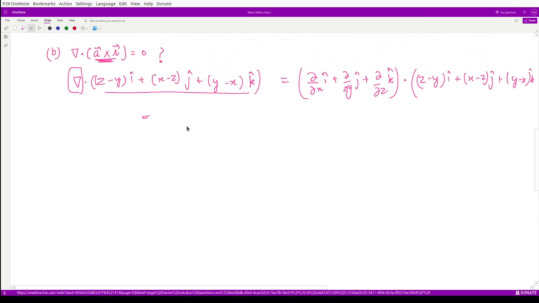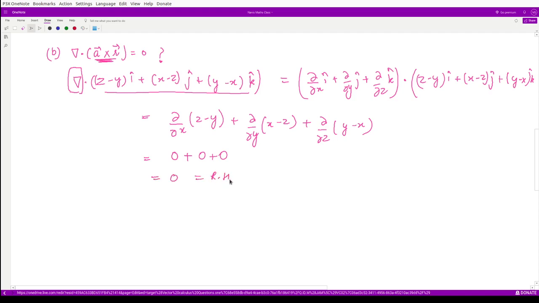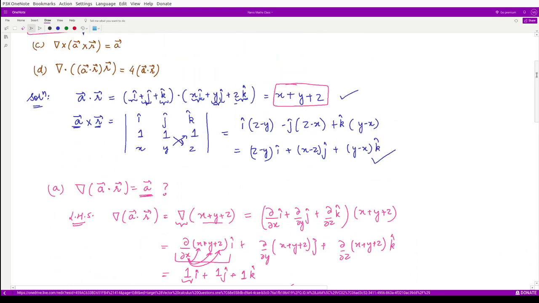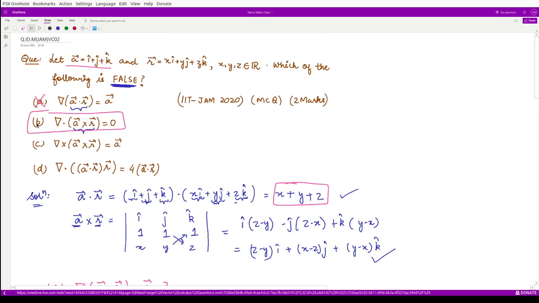So when you take the dot product, you have del by del x of z minus y plus del by del y of x minus z plus del by del z of y minus x. So when you take the dot product, you get 0 plus 0 plus 0. So this is equal to 0. So obviously this is equal to the right hand side. So this is also correct. So this is also not the correct option. So we have ruled out option A and option B.